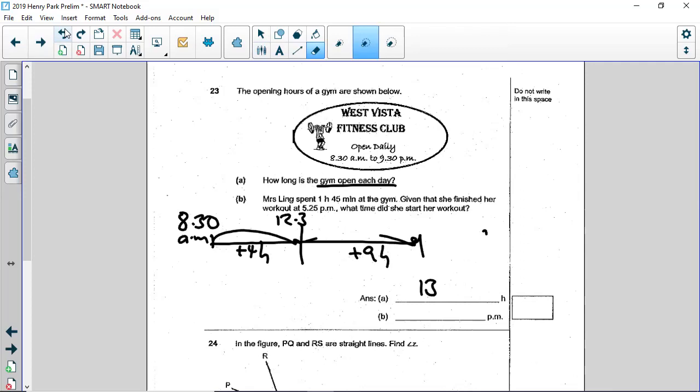Okay, finished already? Okay, so let's go on. All right, let me just erase and let's go to part B.